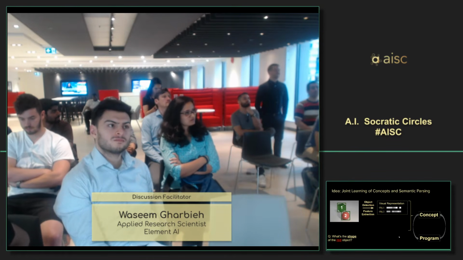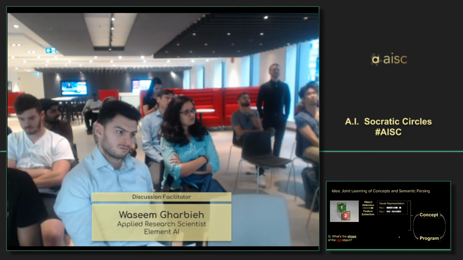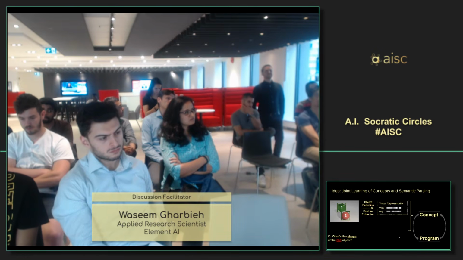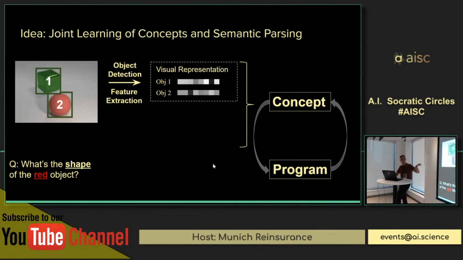Do you remember that we agreed that we fix the program for this question? What's the shape of the red object? So the program was fixed, and the length of that program was 2. So once we backpropagate to visual representations and concept embeddings, we proceed to training our semantic parsing module.